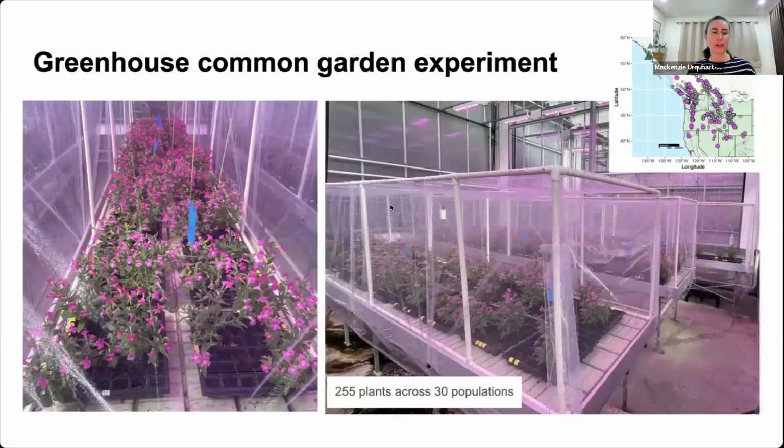So for measures of reproductive assurance, I conducted a greenhouse common garden experiment where I grew plants from 30 different populations, which are all these pink points on the inset map that span the entire geographic range of lewisii. I grew these from seed to flowering in a pollinator-free environment using pollinator exclosures that I built using PVC pipe and a lot of bridal tulle, pictured here.